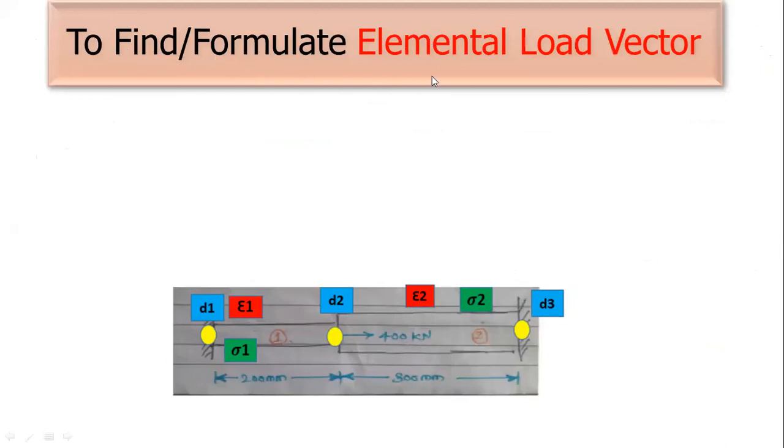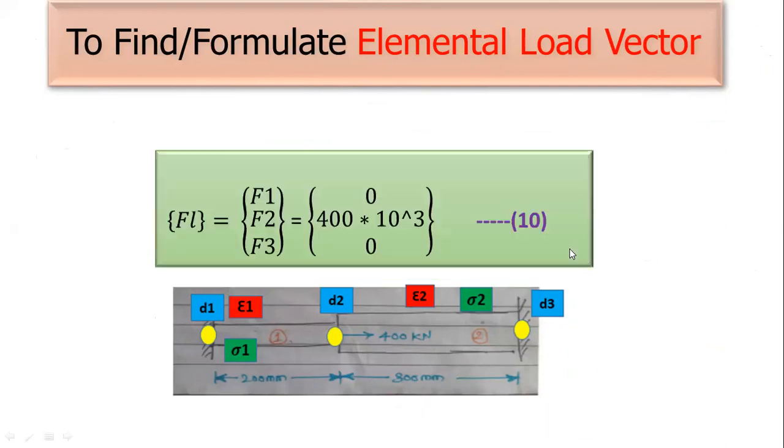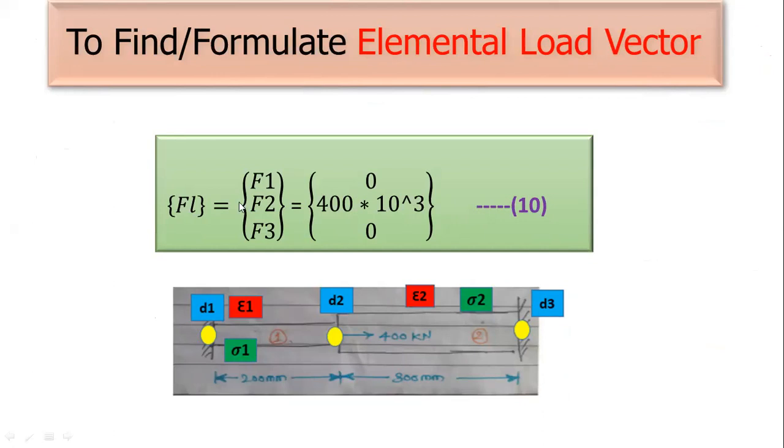Then find the element load vector. Static load, that is 400 kilonewton. Additionally, we need to prepare static load as well as thermal load. So this is the static load. Node 1 value 0, node 2 is 400 into 10 to the power 3, kilonewton converted to Newton, and F3, node 3, value 0.